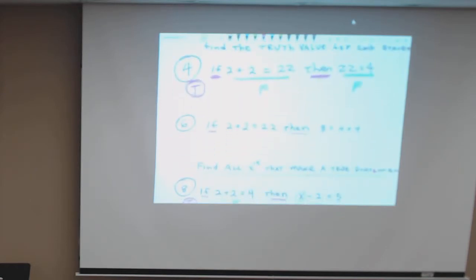So let's do number 6. Here's the if-then stuff. Now then, I'm going to change to blue and say 2 plus 2 is 22. And what you ask is true or false. And what's the answer? False.